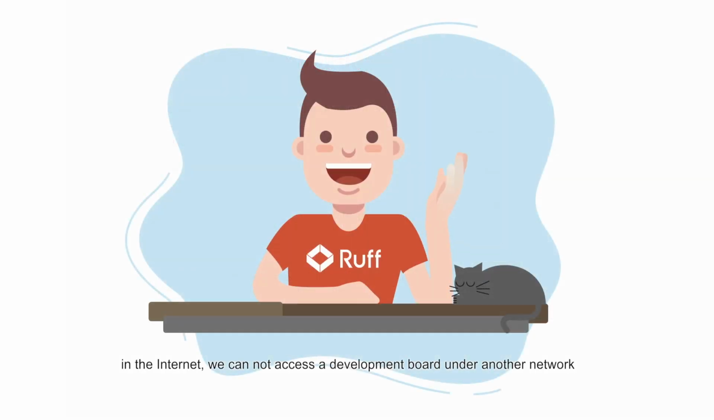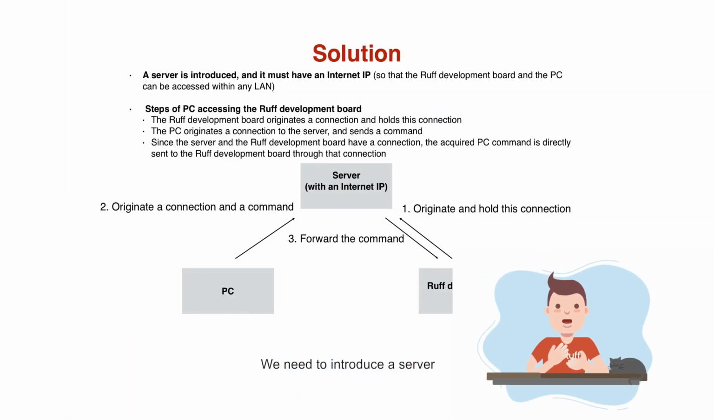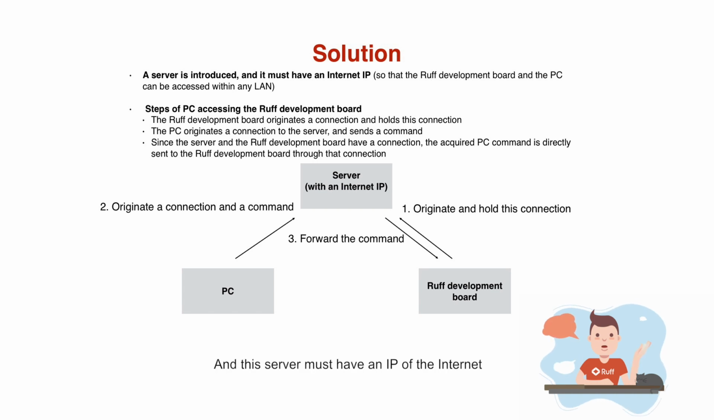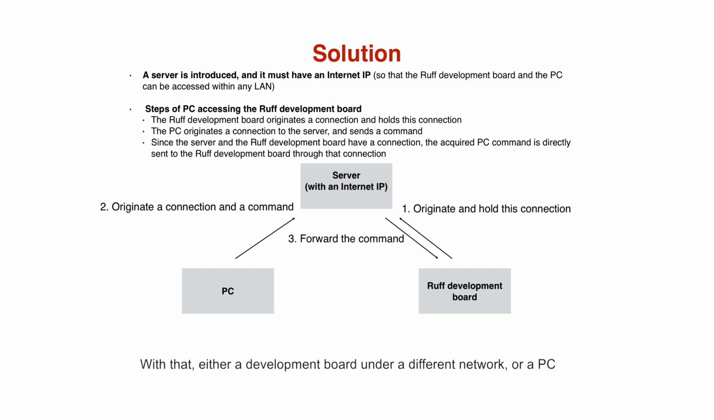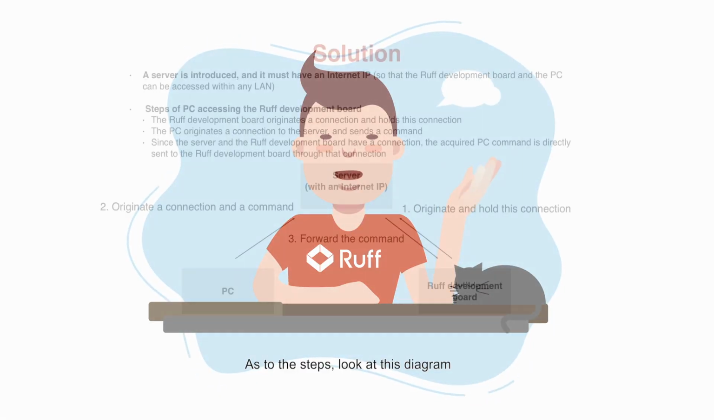In the internet, we cannot access a development board under another network. The solution is quite simple though. We need to introduce a server, and this server must have an IP of the internet. With that, either a development board under a different network or a PC may access the server with an internet IP. As to the steps, look at this diagram.